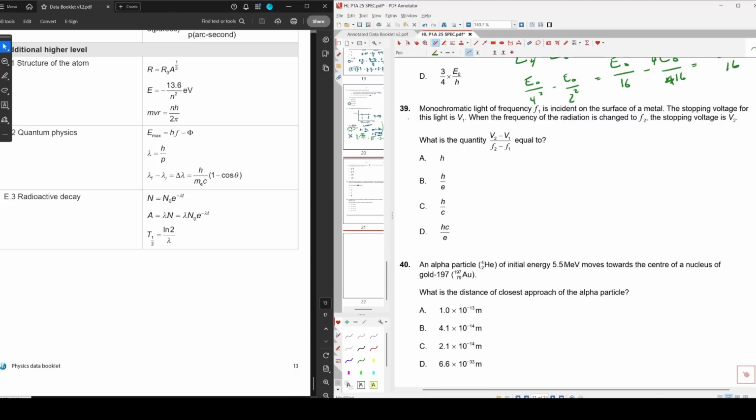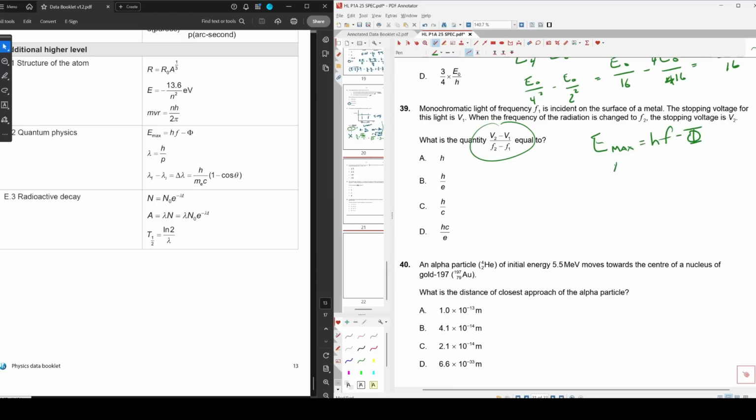Monochromatic light, surface of a metal. That's the photoelectric effect. Stopping voltage for this light is V1. Frequency is changed to F2. What's the new stopping voltage? What the heck? They're getting weird here. They get pretty weird around the end. All right, so the frequency, we're going to change it. Now we have a new stopping voltage. How does the stopping voltage relate to the frequency? E max equals hf minus work function.